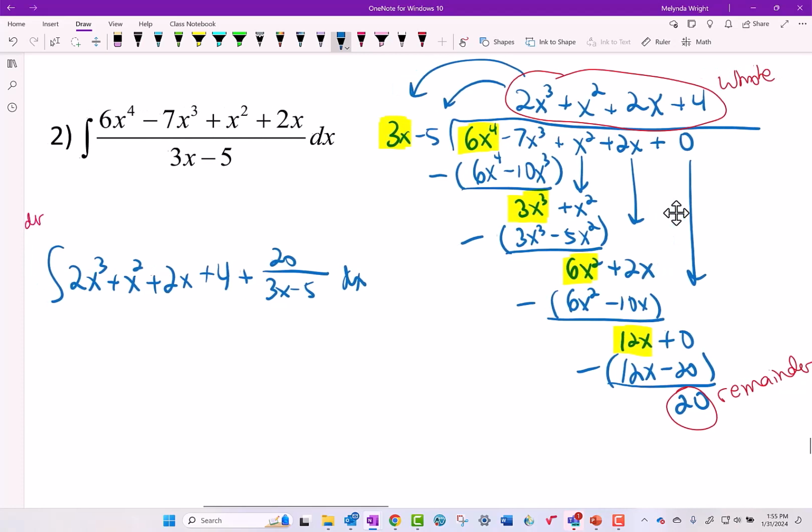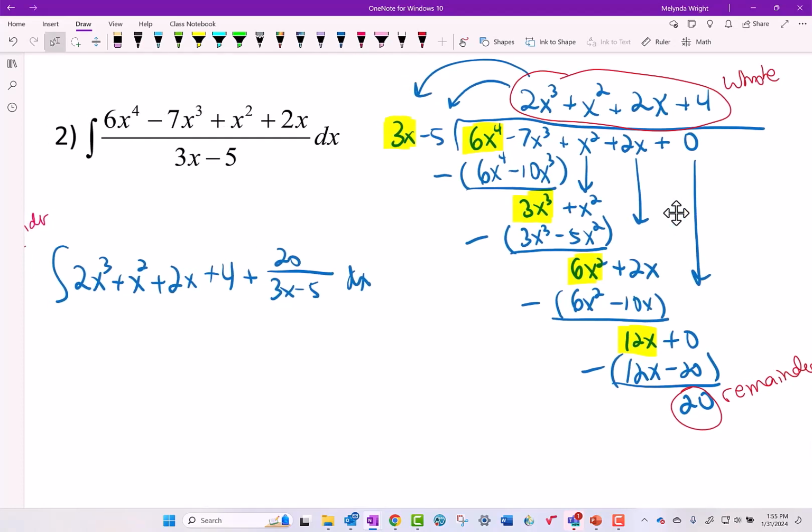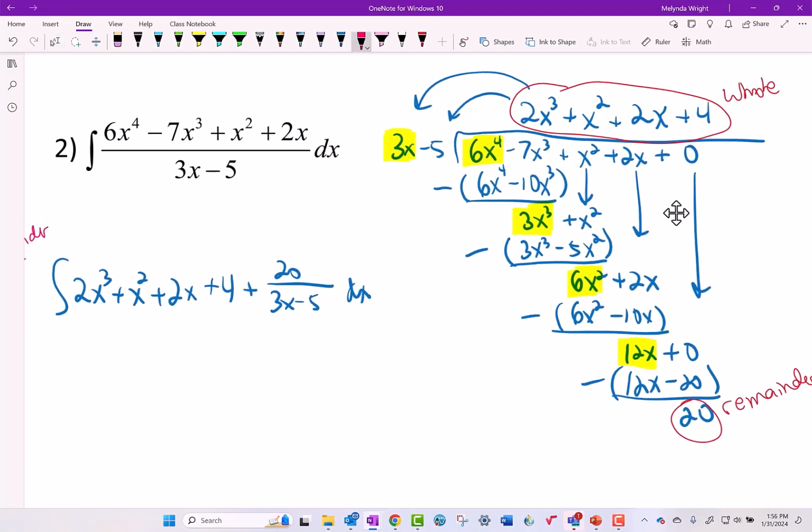Okay. Are we all right? Okay, so the whole part is going to be easy to do the antiderivative of. We have a little u sub right here, so I'm going to keep it in where it is, and I'm just going to circle. And I'm going to say u would be 3x minus 5. Du would be 3 dx, or 1/3 du equals dx. That would be my u sub part.